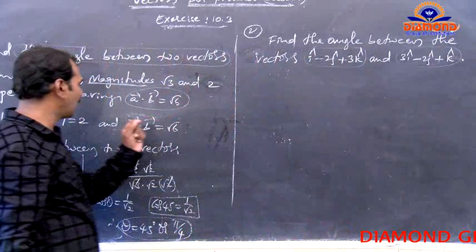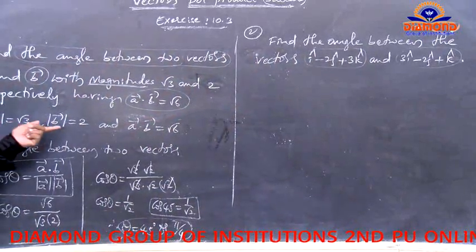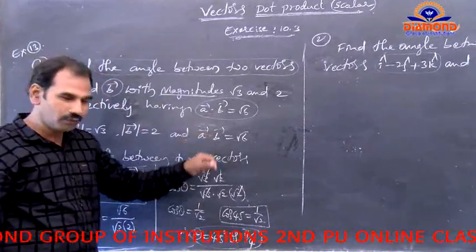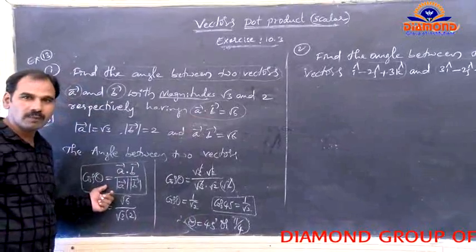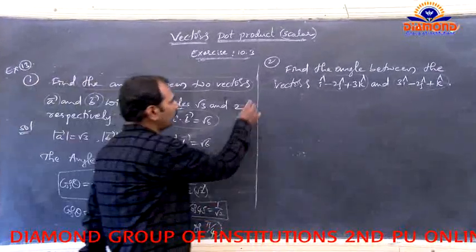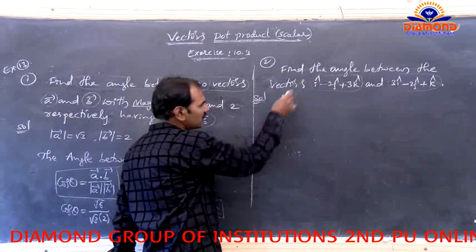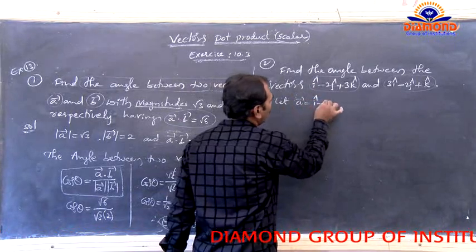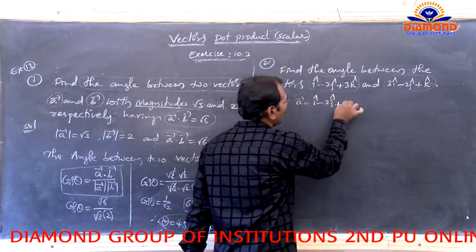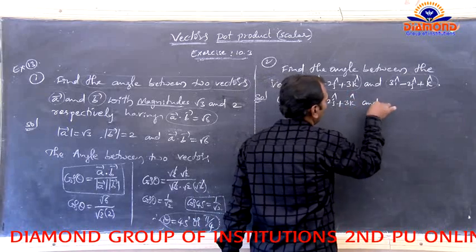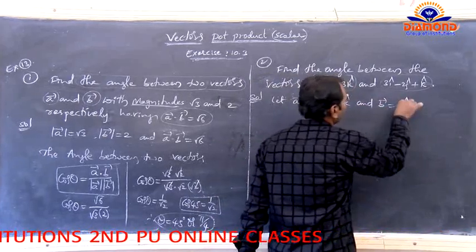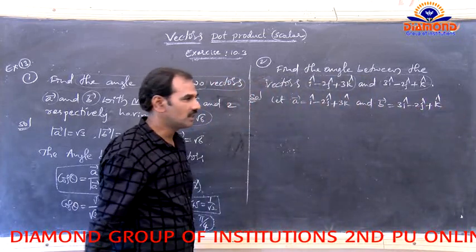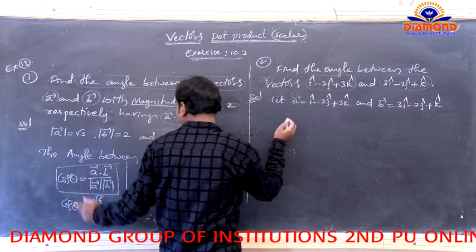First of all, we calculate the magnitude of A, the magnitude of B, and the dot product. These three values you calculate, then substitute into the formula, and you get the answer. So the solution is simple. Let A bar equal I cap minus 2j cap plus 3k cap and B bar equal 3I cap minus 2j cap plus k cap.